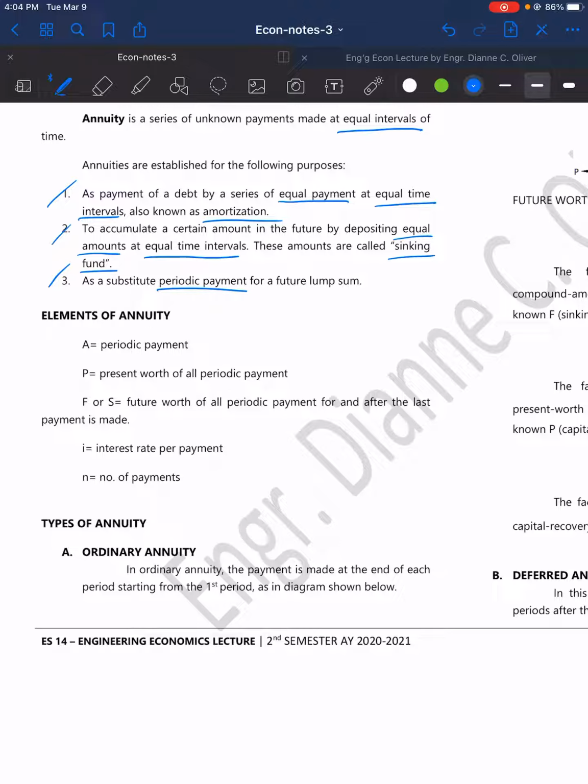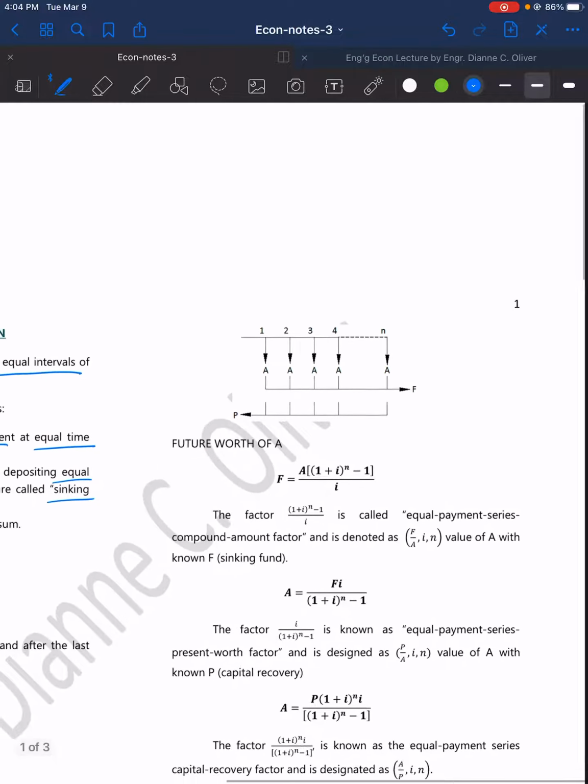Now, there are types of annuity. The first one being the ordinary annuity. So what is ordinary annuity? In ordinary annuity, the payment is made at the end of each period starting from the first period as in the diagram shown below. So this is the diagram.